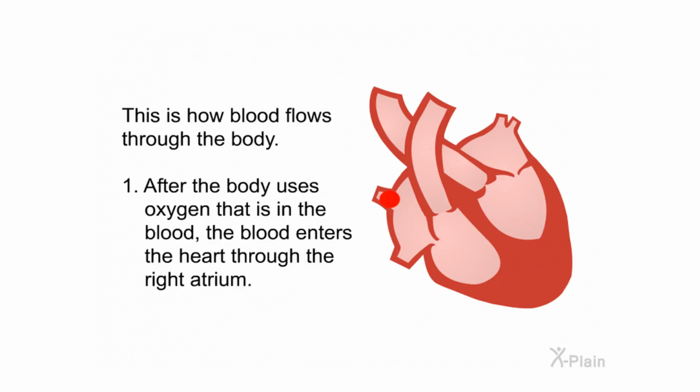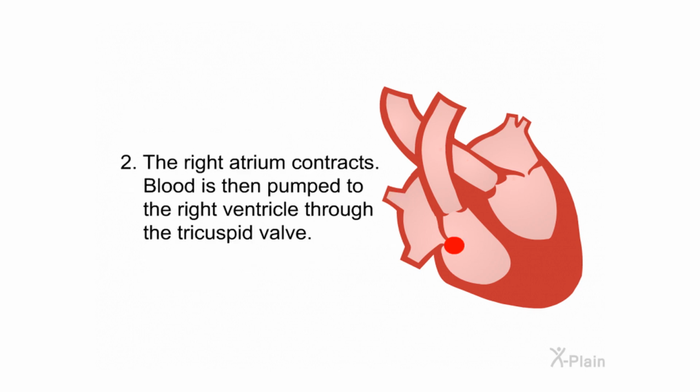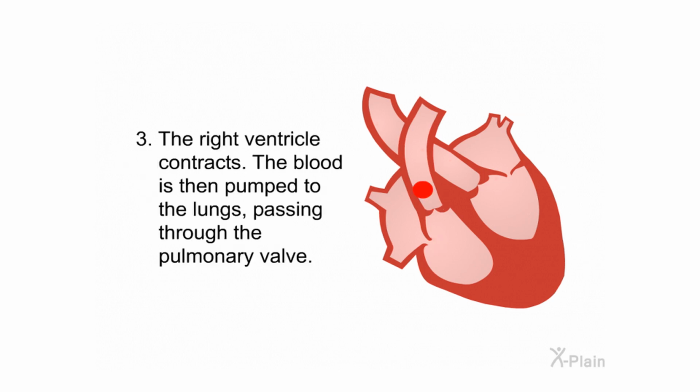This is how blood flows through the body. 1. After the body uses oxygen, the blood enters the heart through the right atrium. 2. The right atrium contracts. Blood is then pumped to the right ventricle through the tricuspid valve. 3. The right ventricle contracts. The blood is then pumped to the lungs, passing through the pulmonary valve.